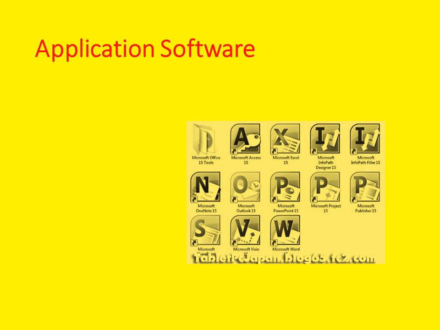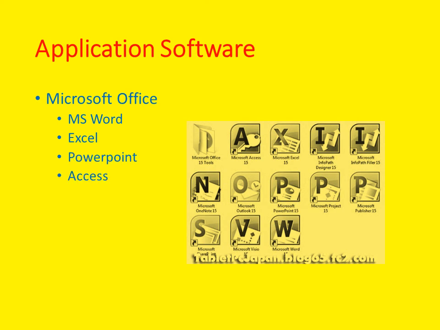And then finally we have application software. The most common is Microsoft Office, and as you can see by the icons here, there are various types. And these are also known as productivity software. We have Word, we have Excel, we have PowerPoint, Access. Those are the common ones, and we're actually going to work on those this term.